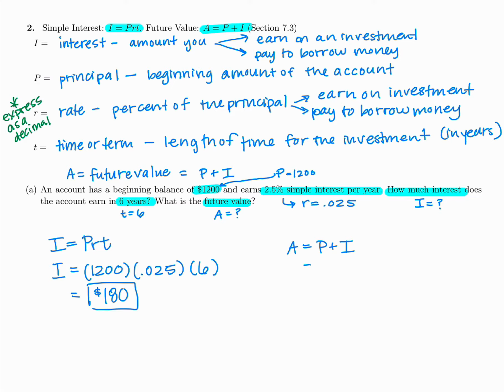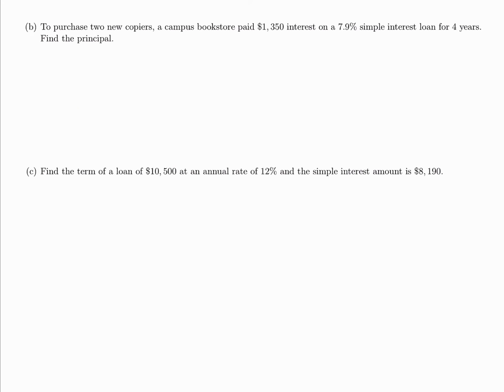So how much money will be in it in the future here, 6 years later. So my principal is $1,200 plus my interest is $180. So in 6 years, I add those together, this account will have $1,380 in it. Okay, so let's move to a new one.